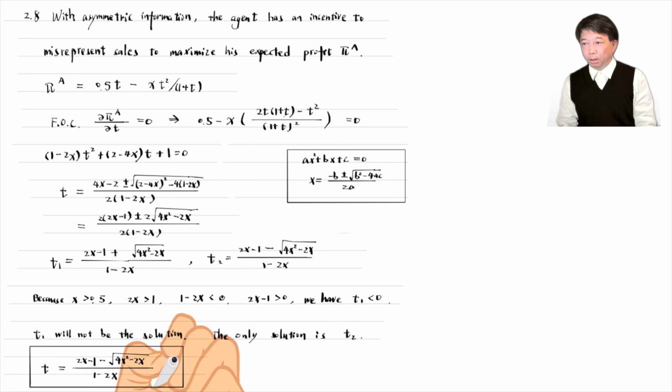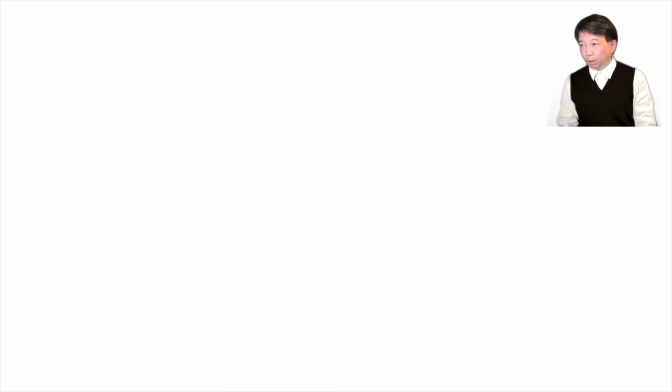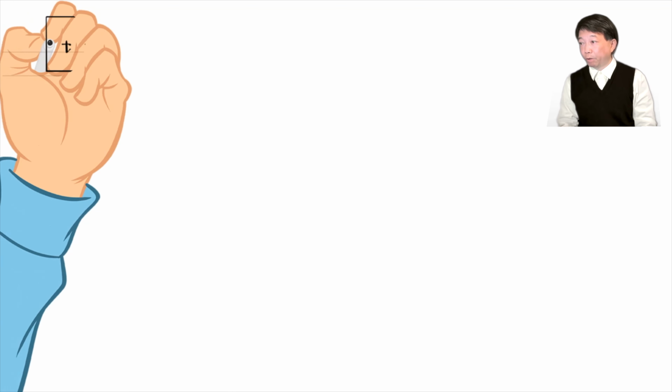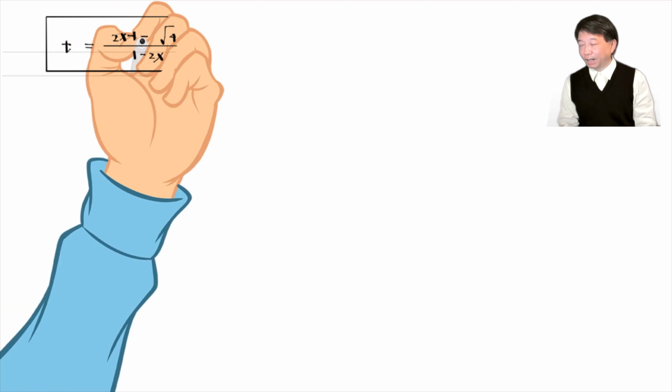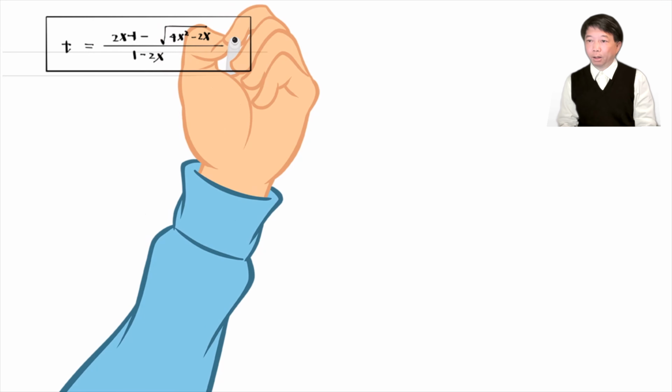We can prove that the first derivative of the fraudulent profit T with respect to X is negative, using the quotient rule.